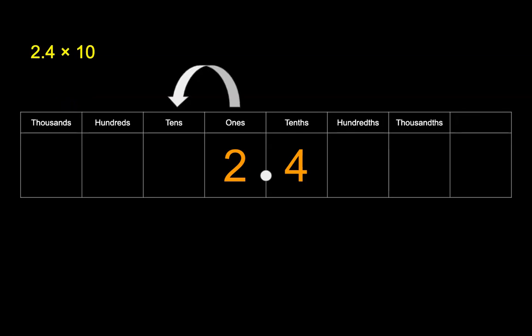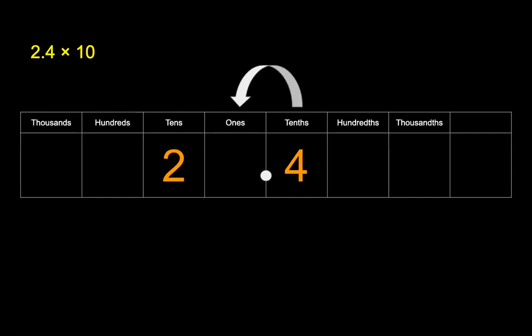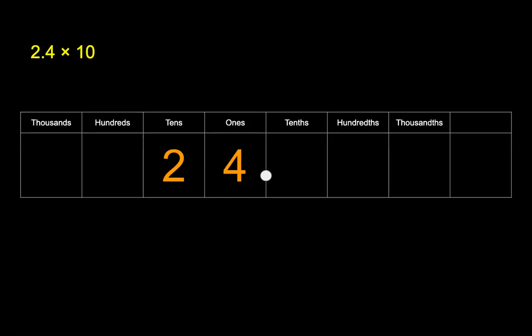Let's do the 2 first. The 2 needs to jump over there. Here we go. The 4 needs to jump to the left. Here we go. And we're left with 24 and the decimal point. You could put a 0 there if you felt like it. Did you have to? No. And the answer is 24. So it's just that good old normal number 24 that we've known for years. 24.0 is pretty much the same thing.